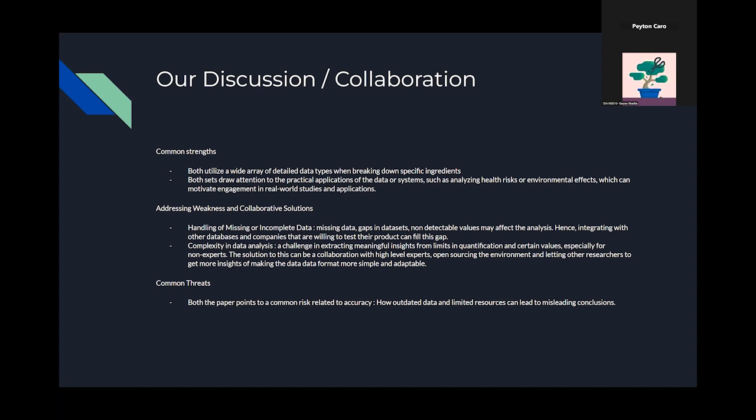Additionally, the complexity in the data analysis can limit accessibility for non-experts. So for that, working with experienced researchers and simplifying the data formats could make the insights more adaptable and user-friendly. Finally, both datasets face a risk of outdated information impacting accuracy. So regular updates and resource allocations in this area could be key to maintaining reliability.